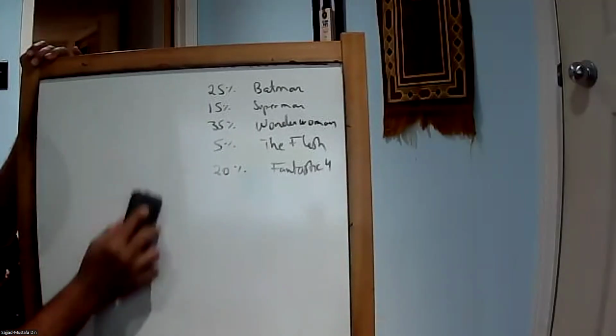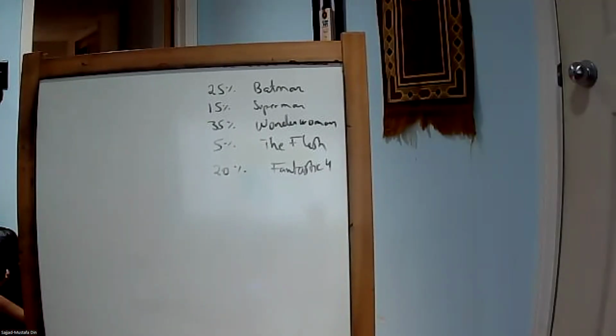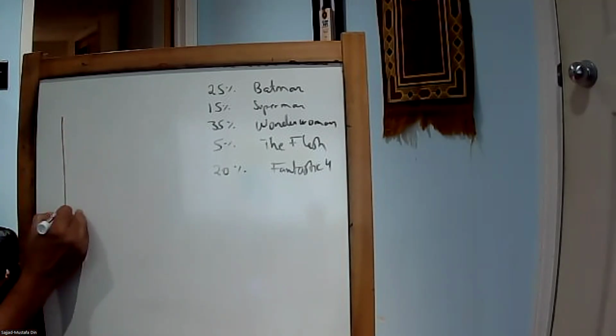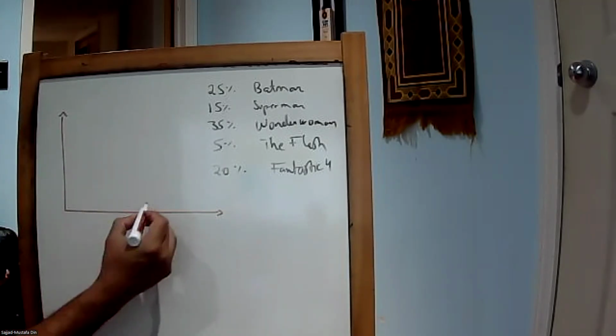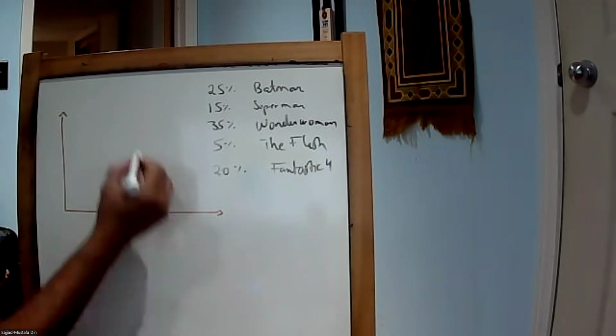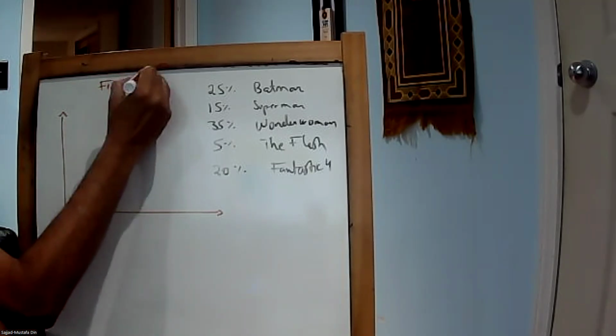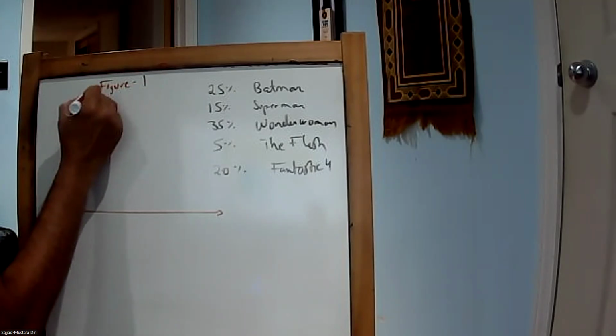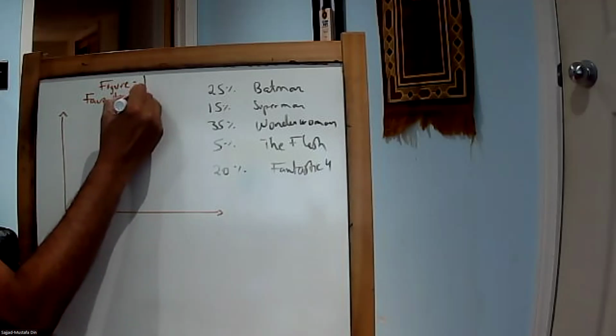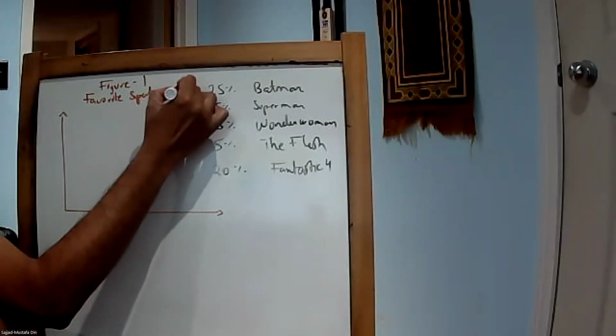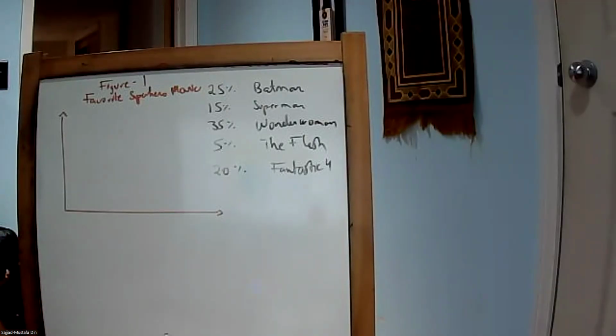Another way you could depict this information is a bar chart. I'm not a big fan, but that's how some people like to submit it. So what you would do is, and you must label it, like Figure 1. Percentage of favorite superhero movie. In this case, you don't have to have it starting from the highest to the lowest. I would actually probably go in alphabetical order.